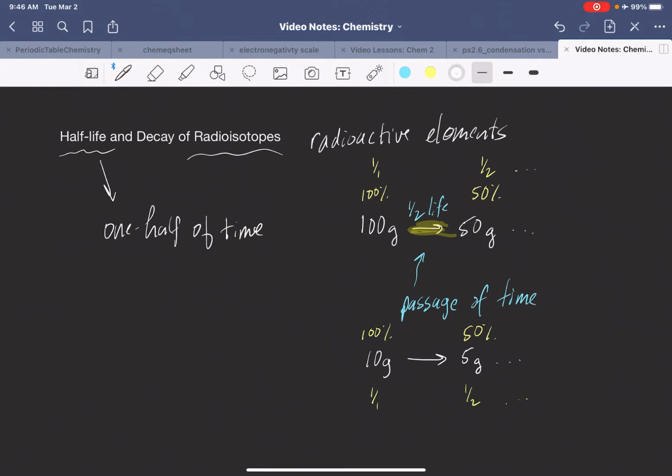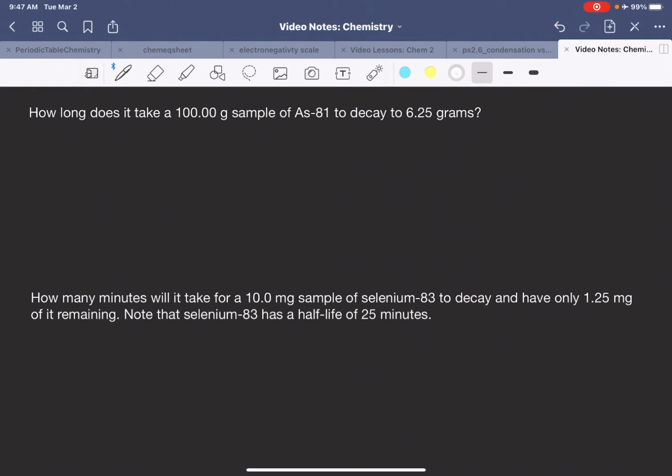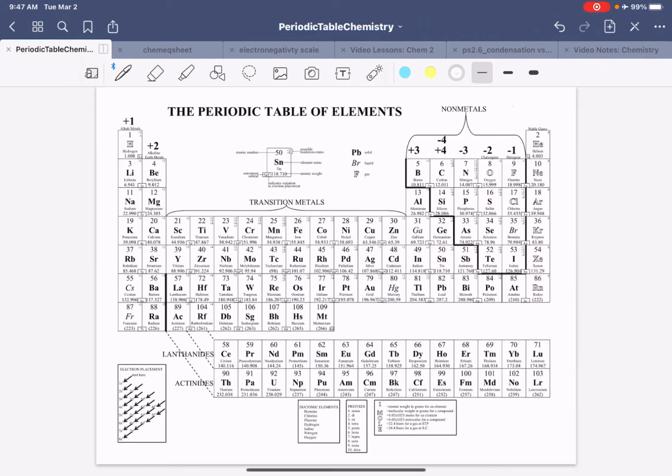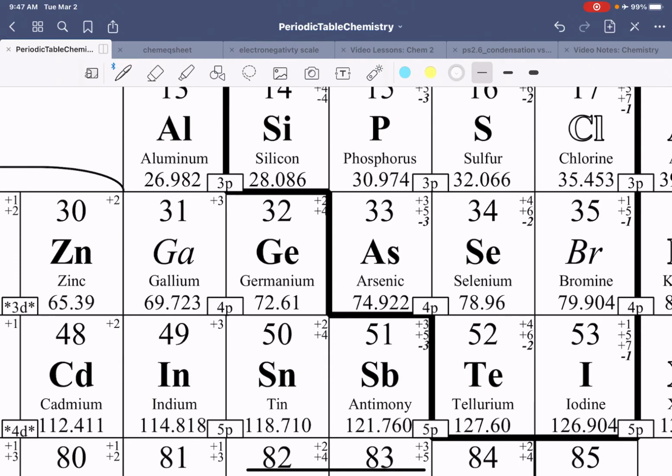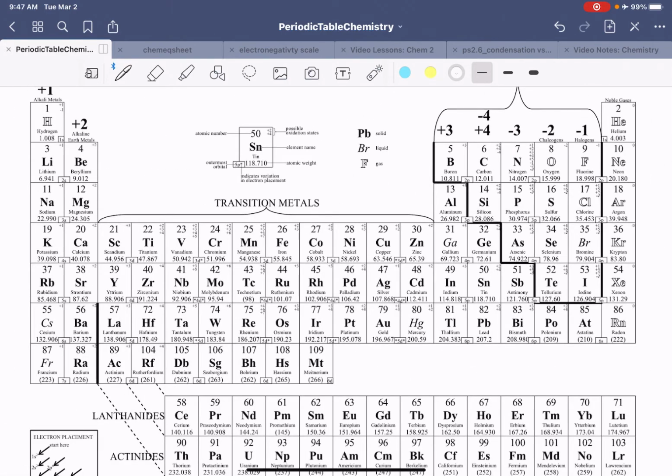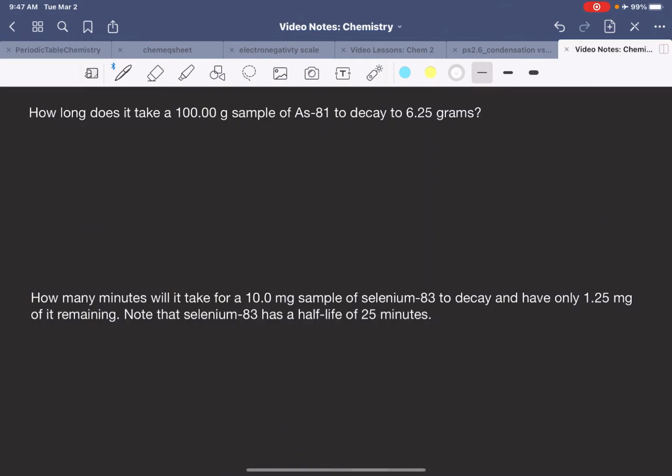So let's work on some problems. So we've got a 100-gram sample of arsenic 81, and it's decaying to 6.25 grams. How long is that going to take? That's what question 1 is asking us. And if you don't remember that AS is arsenic, you just simply come back to your periodic table. Remember, you find AS, there it is. We know that it is arsenic. So we've got our 100-gram sample.